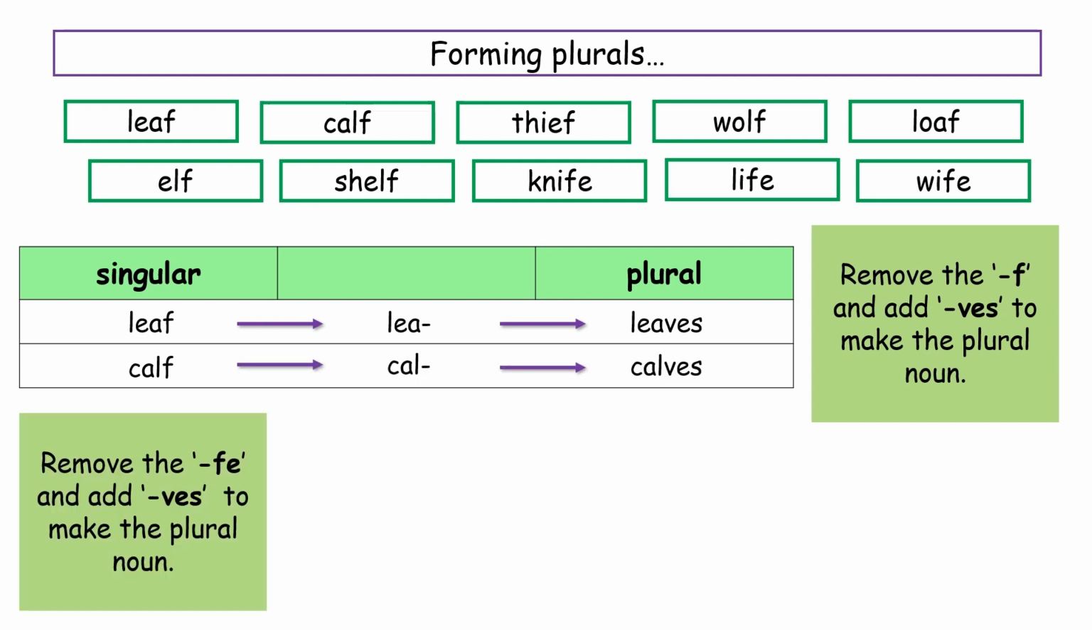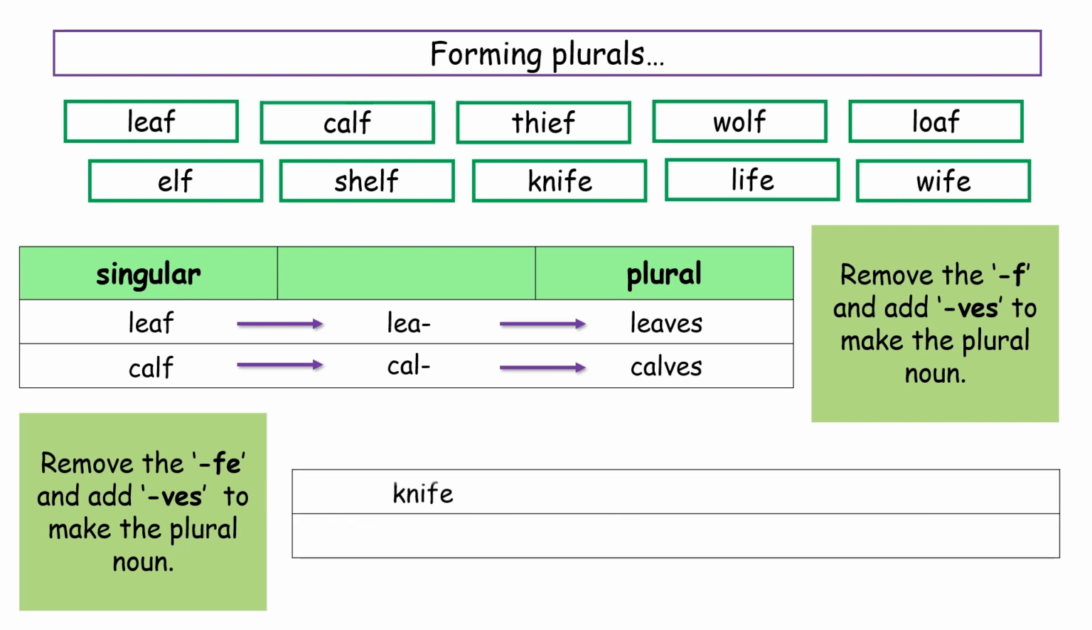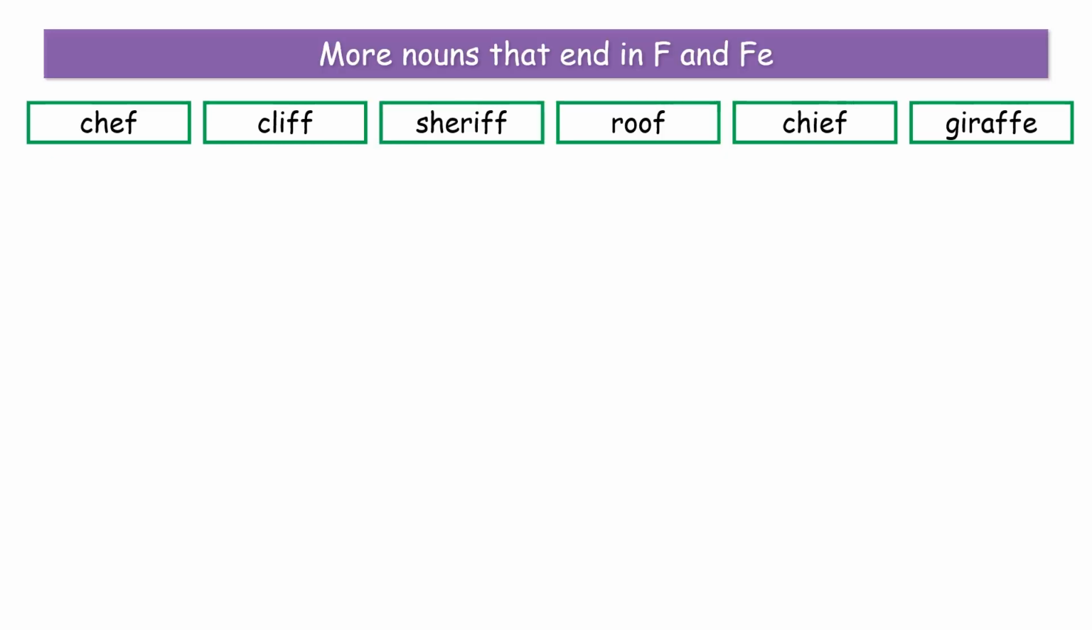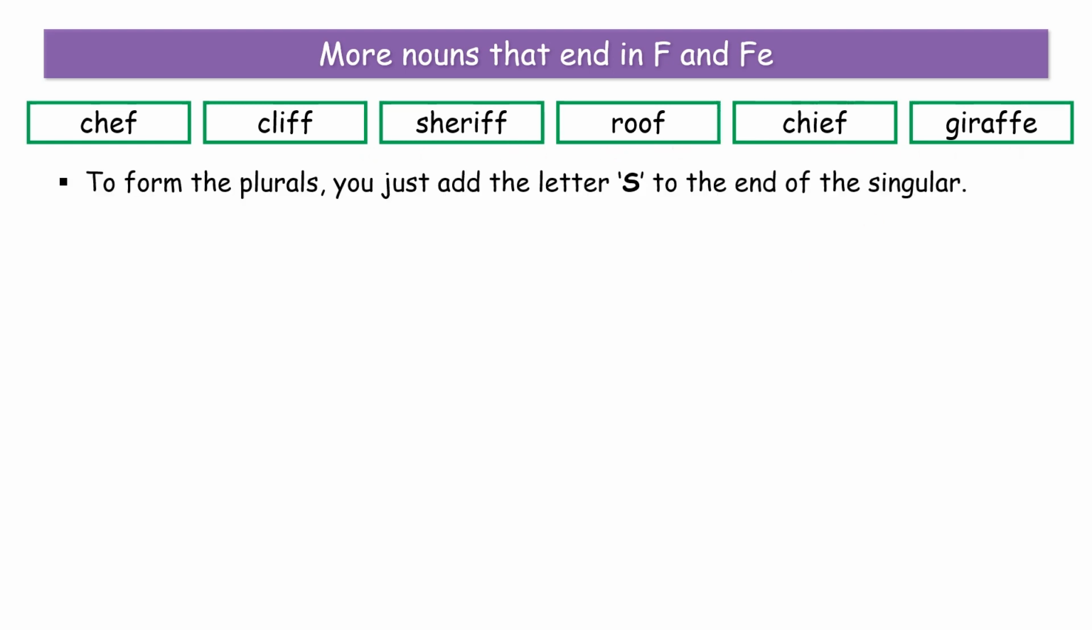For nouns that end in FE, you remove the FE from the end of the singular and add VES to form the plural noun. That way, knife becomes knives, life becomes lives. Some nouns, for example, chef, cliff, sheriff, roof, chief, and giraffe, form plurals by just adding the letter S to the singular, like so.